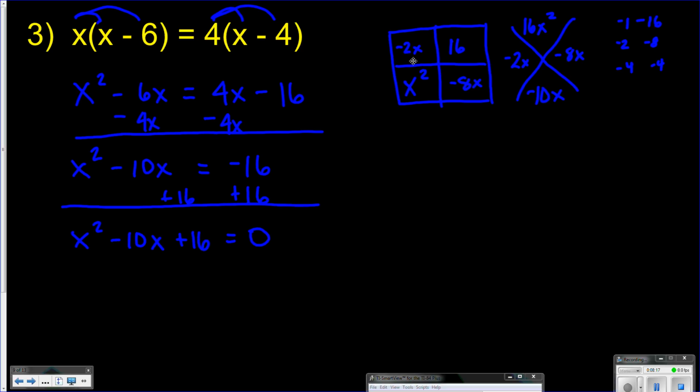Common factor between negative 2x and x squared would be x. And we know that if the area here is x squared, x times x gives us x squared. X times negative 2 is going to give us negative 2x. And then x times negative 8 will give us our negative 8x. I don't know why I wrote 2x up there. That's a common mistake students make, and I just did it too. So you can see that it happens to people. It should be x minus 2 and x minus 8.